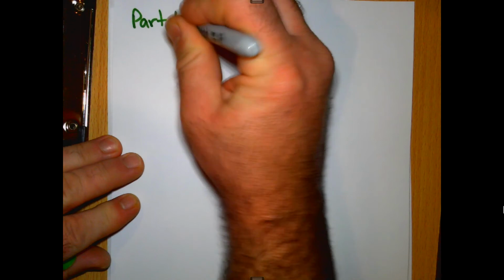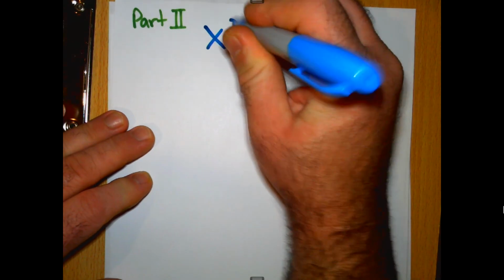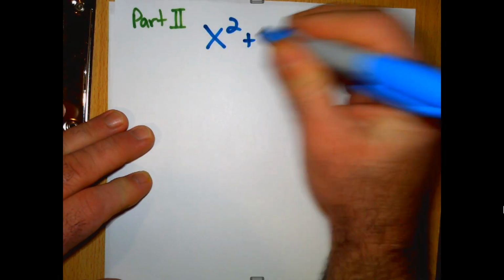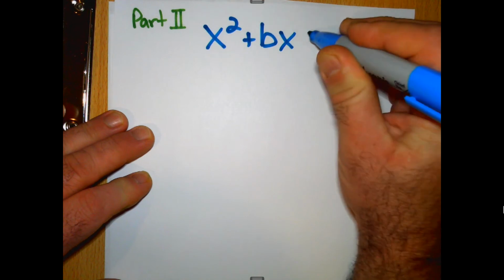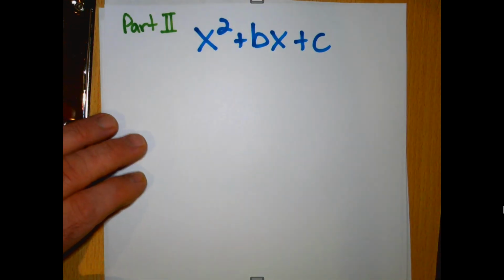We're going to factor quadratic expressions. This is part two of factoring quadratic expressions. So we're going to just show the formula: x squared plus bx plus c. So this has three terms, so it's considered a trinomial.